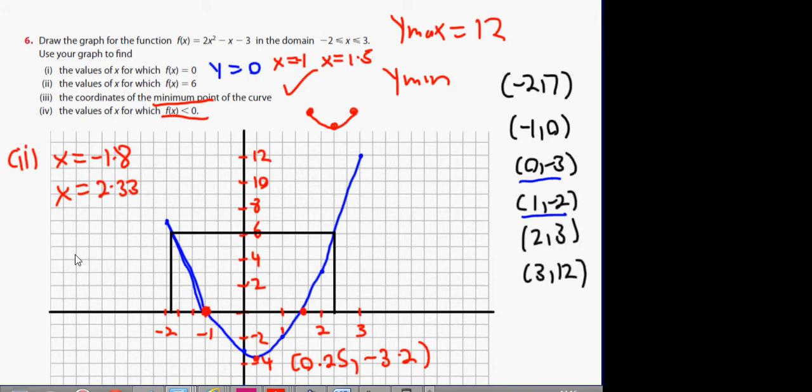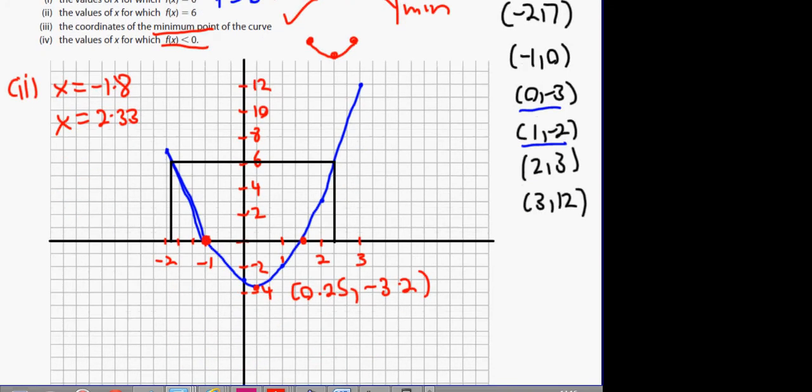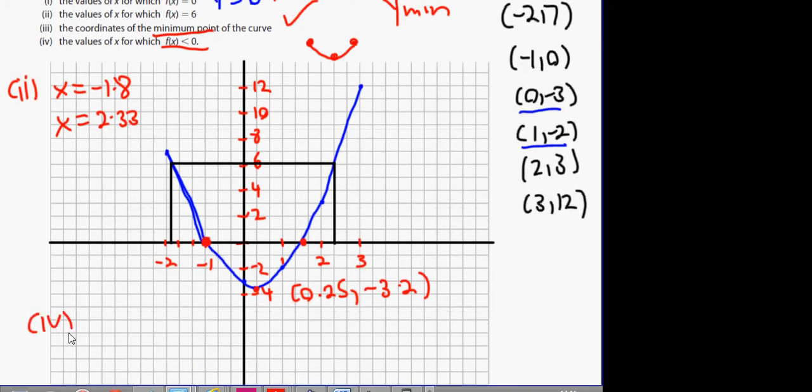Find the values of x for which f of x is less than 0. What does f of x smaller than 0 mean? When does that happen? When does it start? Starts here. It's neutral. Now it's smaller than 0, smaller than 0, smaller than 0. Stops there. So it starts at x equals minus 1. So it's the numbers between minus 1 and 1.5. So it's going to be minus 1 less than x less than 1.5.